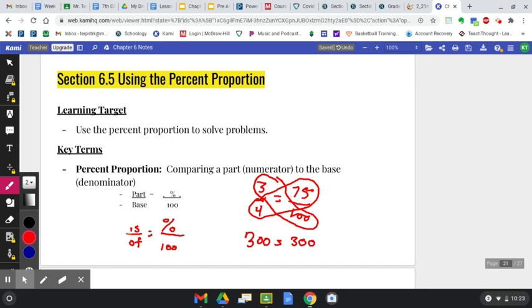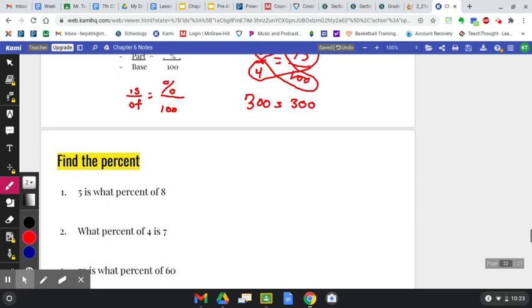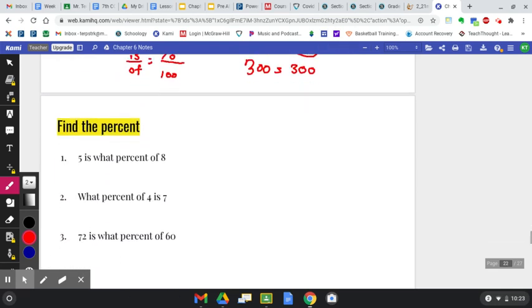They're not going to be all that easy, but we want to look for keywords. Is refers to the part, of tells us what the base is. Like I said, 100 doesn't change, and whatever percent they give you, that goes in the percent side. So let's look at some examples. I'm going to write this up here: is, of, percent out of 100.